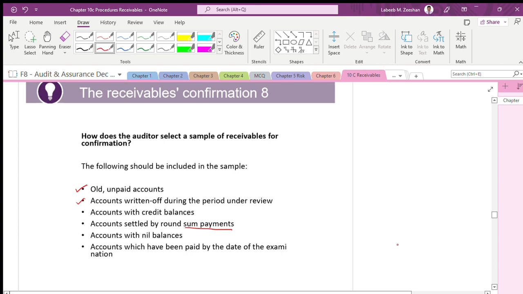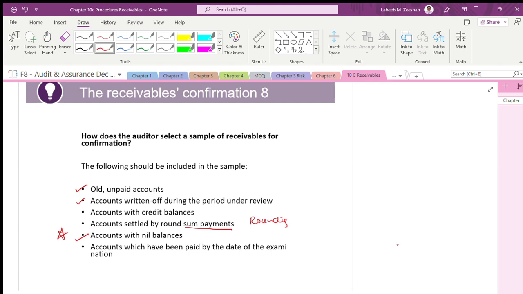See, rounding off is a big issue. If you accumulate the rounding off, it will be a big amount as such. From those also we have to get return confirmation. If there are any nil balances, it is most important. These are the simple points. These are accounts with nil balances, you have to get confirmation.